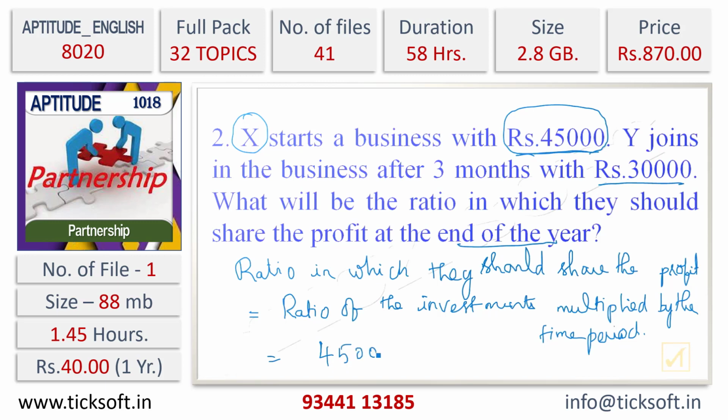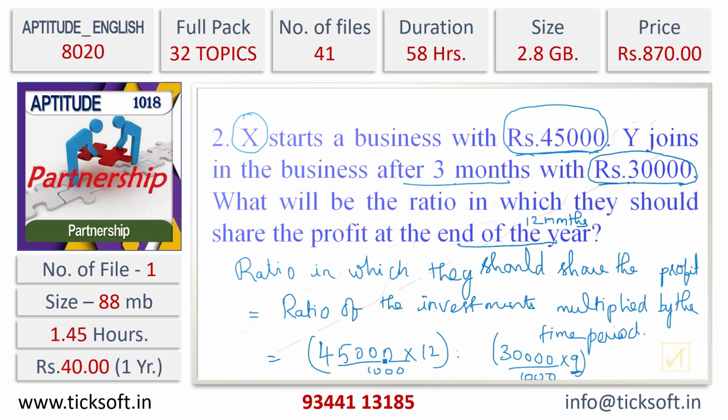So therefore the ratio of the investments multiplied by the time period will be equal to what? It will be equal to 45,000 into 12 is to 30,000 into 9, because Y joined in the business only after 3 months. So here in the year we have totally 12 months. So this 12 months minus this 3 months will be equal to 9 months. So that is why we multiply the investment of Y with 9 months, because the investment is for only 9 months. So we multiply this by 9. So here what we are going to do is, we are going to divide these two terms by 1000. Then what will we get?